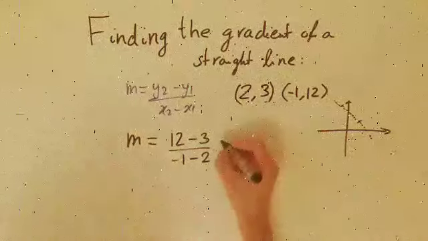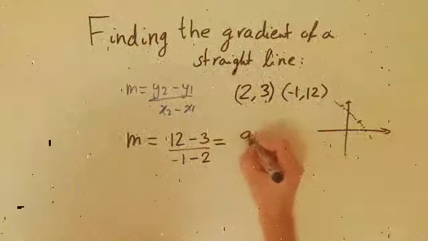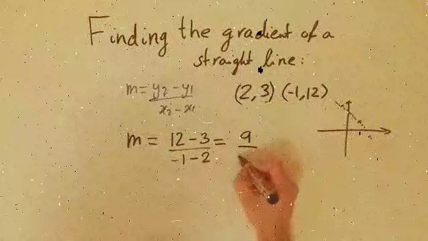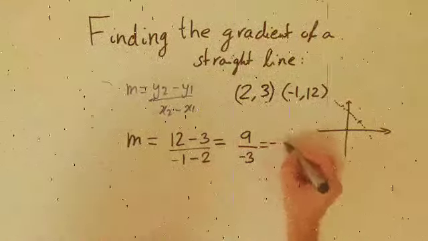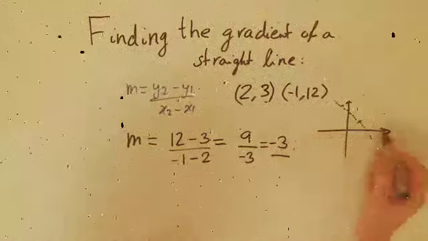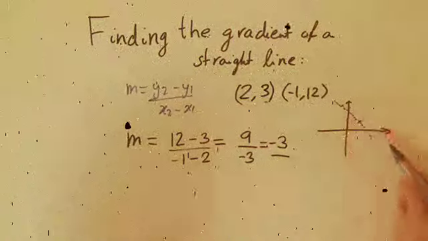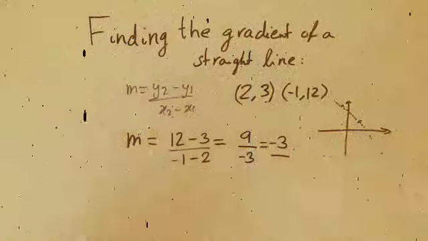And then we just have to simplify this. So 12 minus 3, that's 9. Minus 1 minus 2 is minus 3. So if we simplify this, we get the gradient is equal to minus 3. And that is how steep the line goes down in this case, because it's negative.